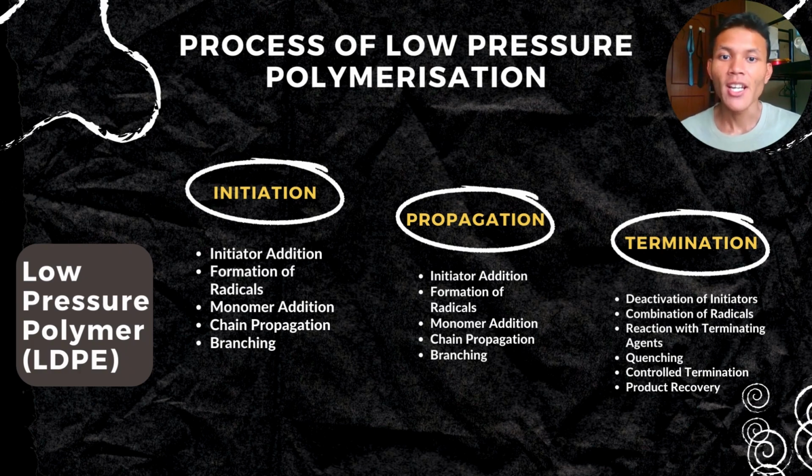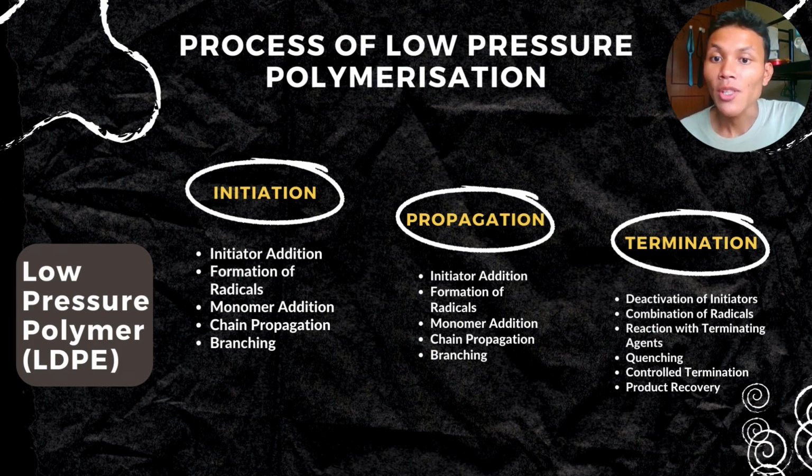For the initiation, as we know, the process begins with the initiation step where free radicals are generated on the surface of the catalyst or through the action of a separate initiator. Common initiators include organic peroxides or other compounds that can generate free radicals. And then we are moving on to the propagation. During the propagation step, the monomer molecules, ethylene in the case of LDPE, react with the free radical, forming a polymer chain. In gas phase polymerization, the monomer is typically in a gaseous state, and it adds to the growing polymer chain on the surface of the catalyst.